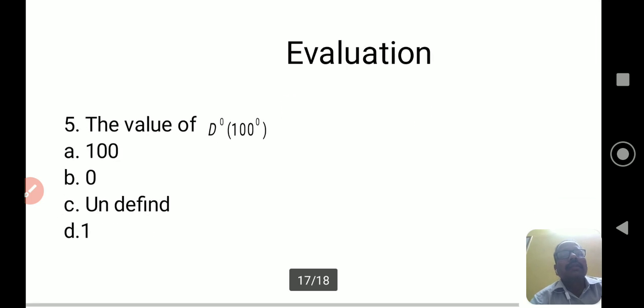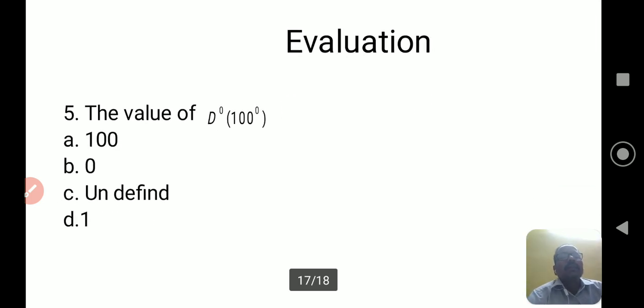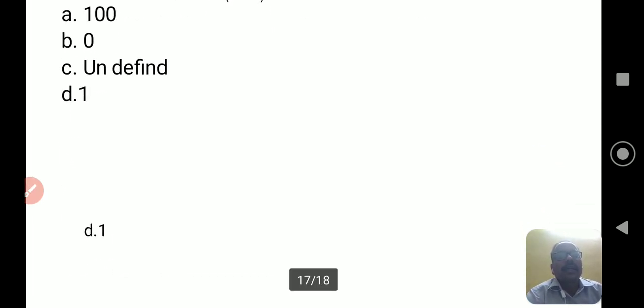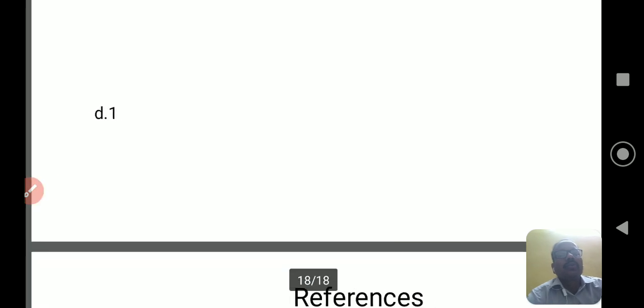Okay, next, the last question: what is the value of the 0th derivative of 100 to the power of 0? You can think twice, 100 to the power of 0 is 1. The 0th derivative of 1 is nothing but the same number. The first option is 100, the second option is 0, c is undefined and d is equal to 1. Finally, you can conclude that the result is the d option, d is equal to 1.